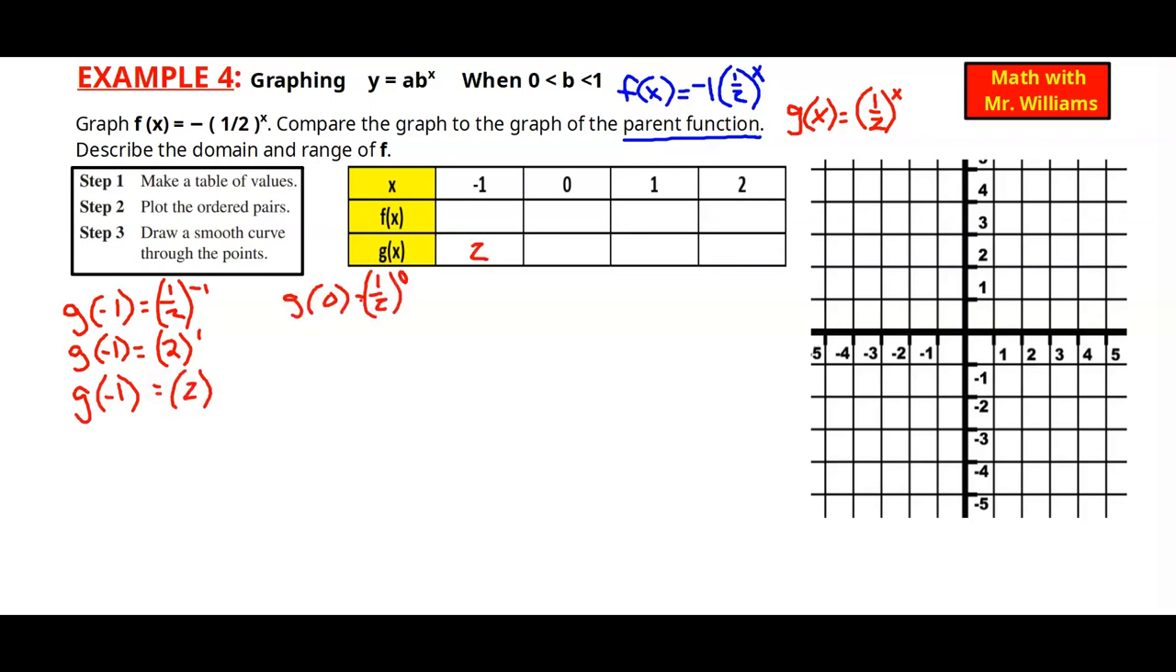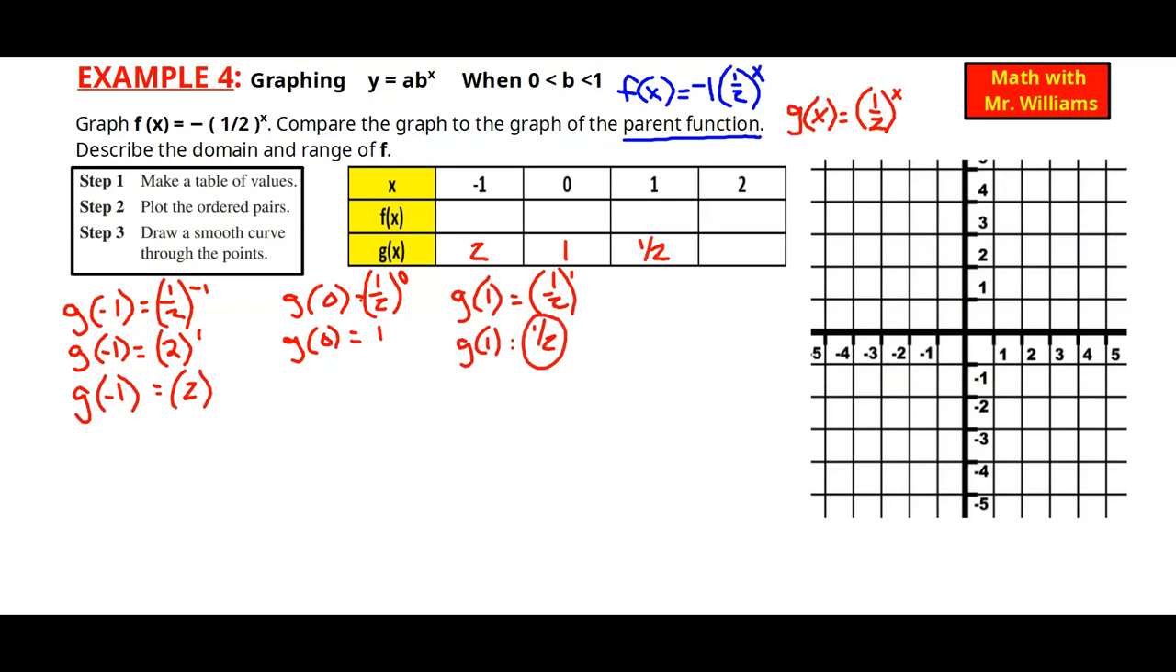So we have g of 0 equals 1/2 to the 0 power. The 0 exponent just means that it's going to turn everything into a 1. So g of 0 is 1. All right, on to 1. So g of 1 equals 1/2 exponent of 1. And 1 of that is going to give us 1/2.